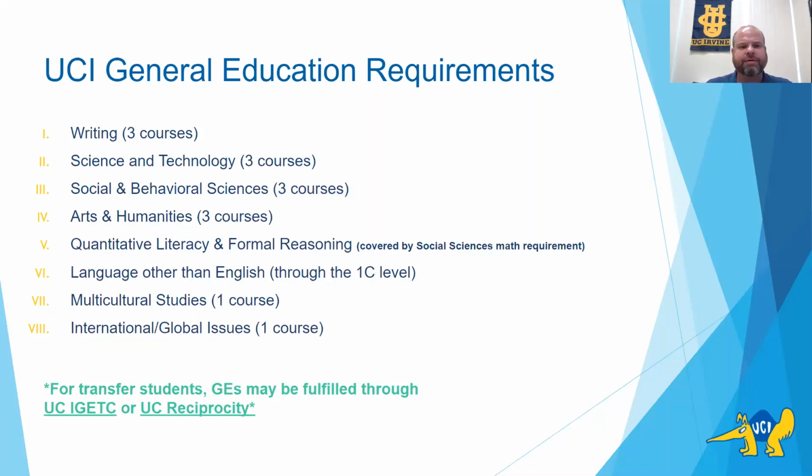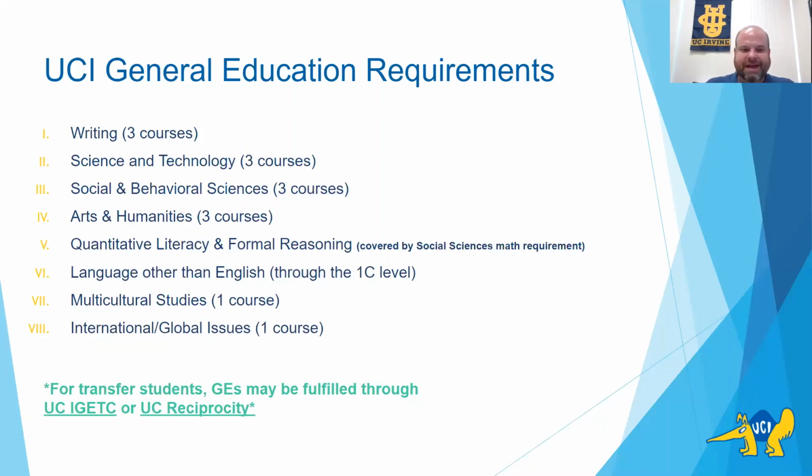All right. And then arts and humanities, category 4, 3 courses as well. And courses in that area would be like African American studies, philosophy, art history, film and media studies, dance. Those courses would be considered arts and humanities courses. And then category 5, which is called quantitative literacy and formal reasoning, that will be covered by your math courses within the School of Social Sciences. So as an economics major, that's going to be satisfied. So you won't have to worry about that as an extra category.